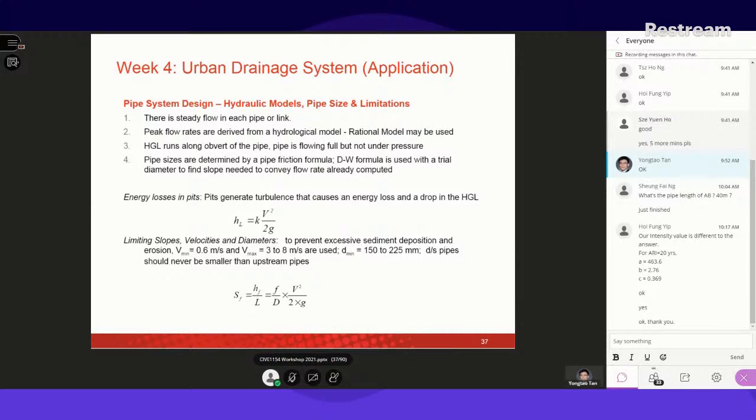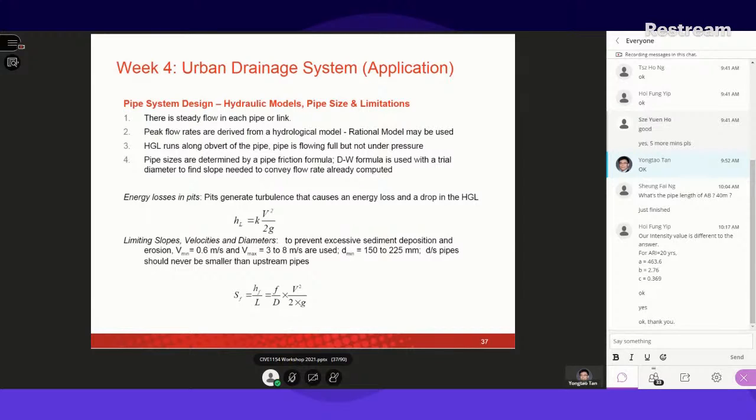Okay, rational method model. Also, HGL means hydraulic grade line, which runs along the upward of the pipe. So the pipe is flowing full but not under pressure. This one is quite important. So that means the HGL.